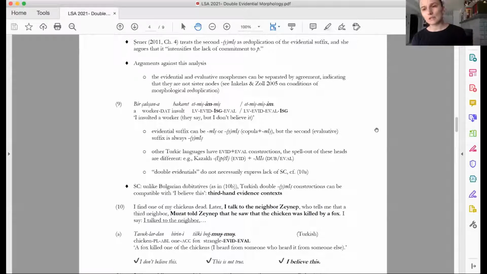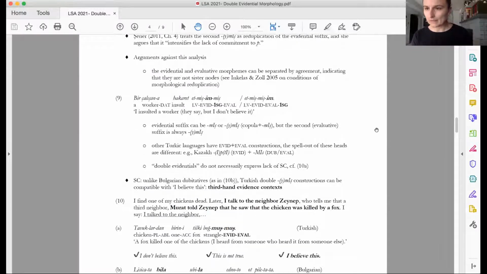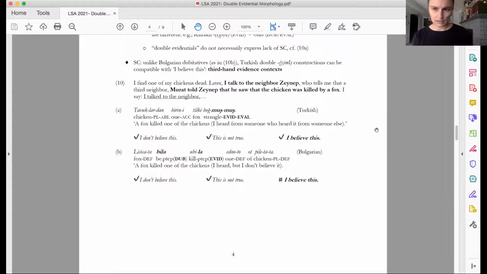And very importantly, there is this important semantic evidence that these constructions do not necessarily express lack of speaker commitment, illustrated by the fact that these sentences could be followed up by "I believe this." This is shown in example 10a for Turkish. I call these contexts third-hand evidence contexts. This is a context where I go out and find my chicken dead, and then I talk to the neighbor, let's call her Zeynep, and she tells me that she heard from another neighbor, Murat, that the chicken was killed by a fox.